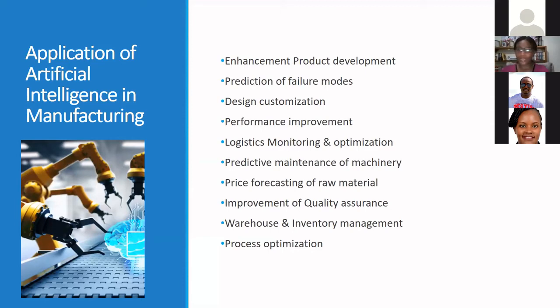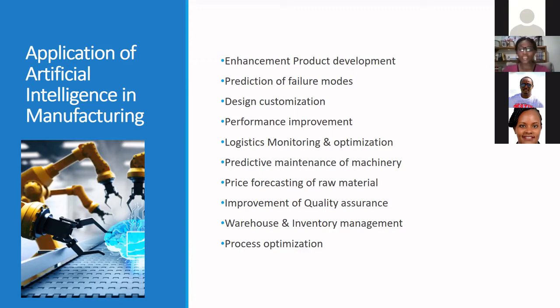So some of the use cases, like I'd mentioned, is enhancement of product development, because when it comes to robotics, they're able to make the same product over and over and over again. And this basically ensures product quality, prediction of failures, design of customization, performance improvement. When you eliminate human interaction in a process and you bring in robotics, obviously the performance is going to be higher, because a robot is able to do something 100 times faster and more accurately than a human being. Logistics monitoring and optimization as well. Prediction of maintenance of machinery, we've mentioned that. Price forecasting of raw materials. Improvement of quality assurance, I think I'd mentioned that.